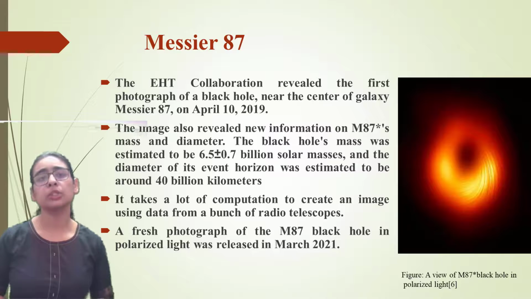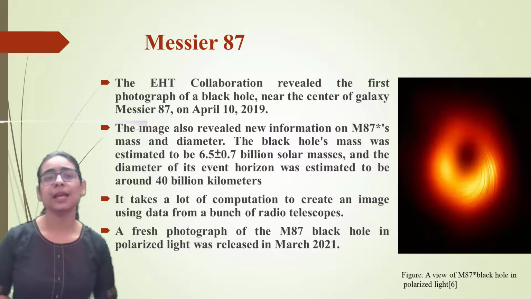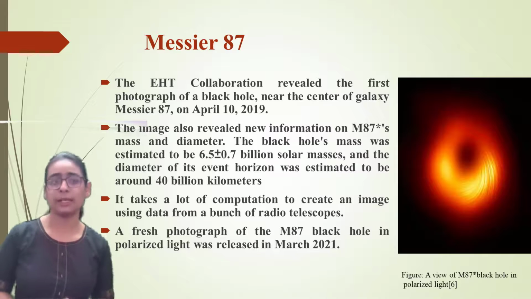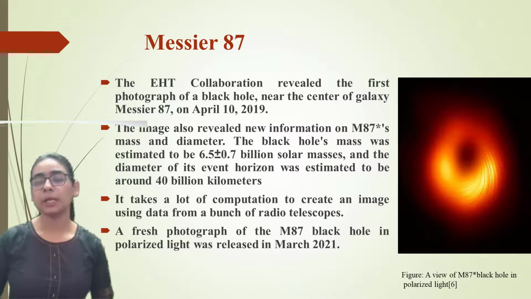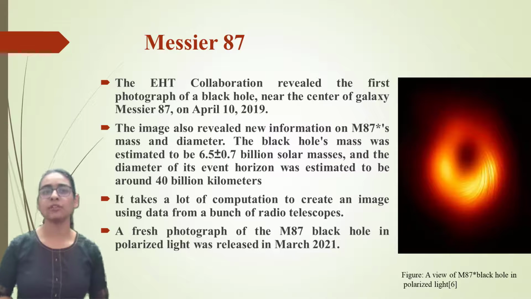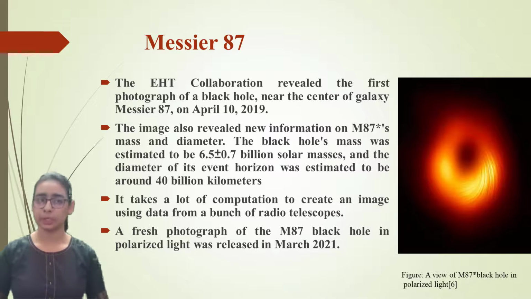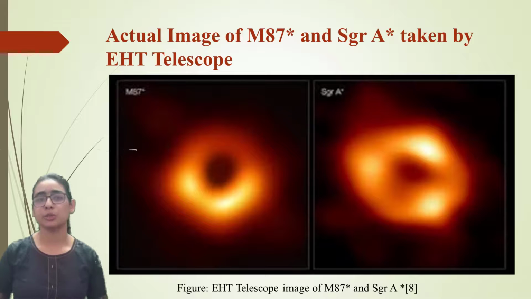These methods include both CLEAN, a well-known image reconstruction algorithm in radio astronomy, and a self-calibrating image processing algorithm for astronomy, such as the CHIRP algorithm. A regularized maximum likelihood RML method and the CLEAN algorithm were the final algorithms utilized. A fresh photograph of the M87 black hole in polarized light was released in March 2021. This is the actual image of M87 star and Sagittarius A star taken by the EHT telescope.